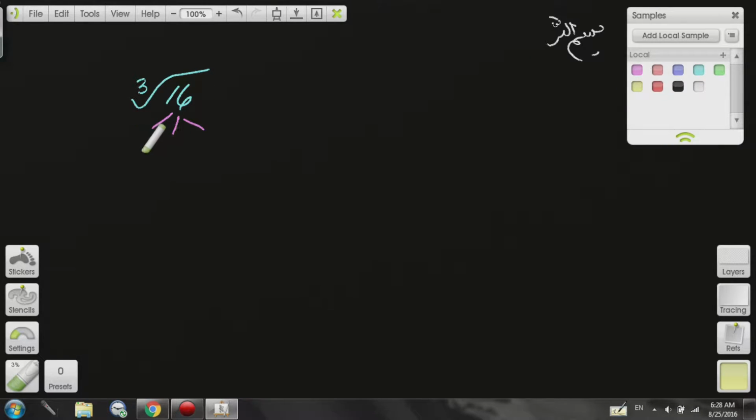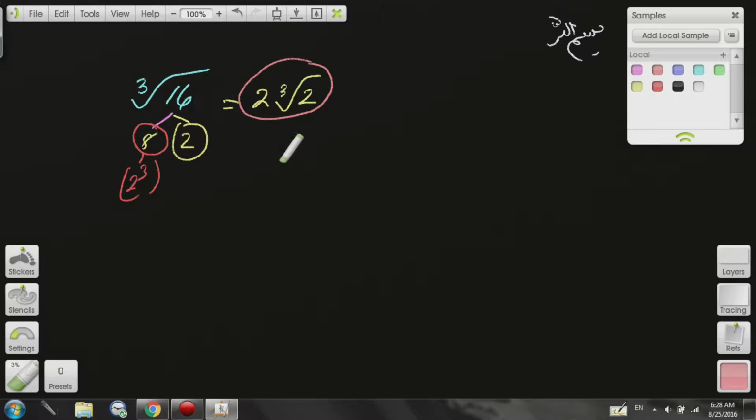But you do know 16 is 8 times 2, right? 8 is 2 cubed: 2 times 2 is 4, 4 times 2 is 8. So this is a perfect cube, so to speak. You can bring out the 8 as a 2, and what remains inside is that 2. So the cube root of 16 is 2 times the cube root of 2. This is the simplest radical form of that.